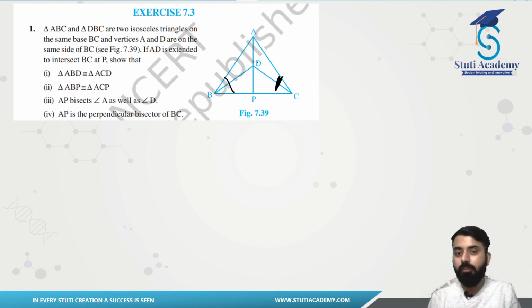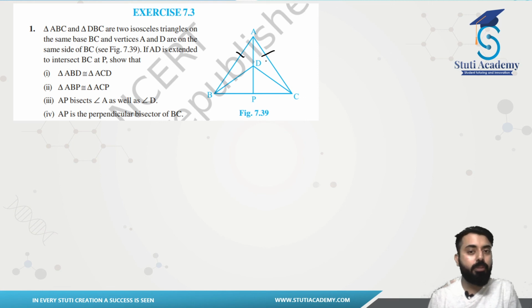You will be telling me, sir, we should take this AP as common, right? But that cannot happen. That would be side, side, and a totally different angle. This cannot be the property. So if you try to choose this reason first, then you won't be able to solve it. For this particular thing, you have to follow this order.